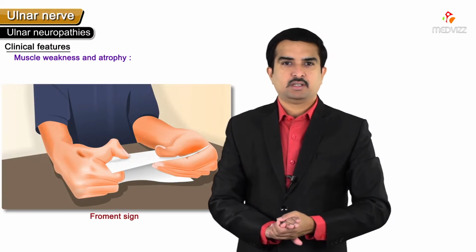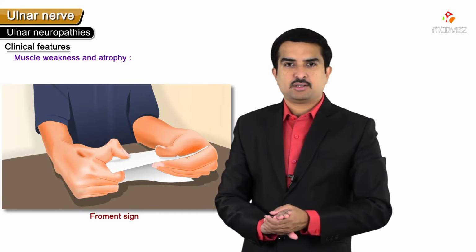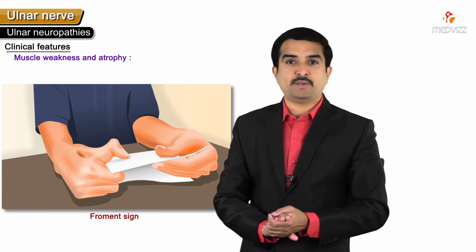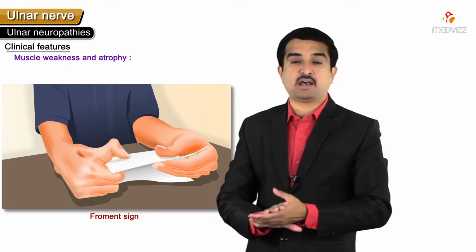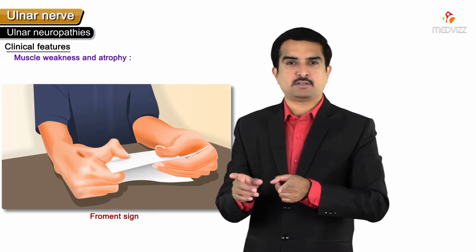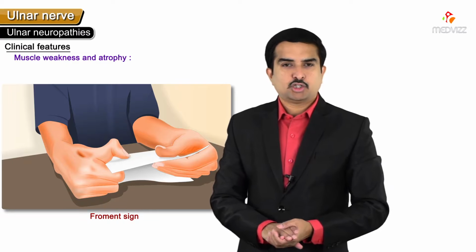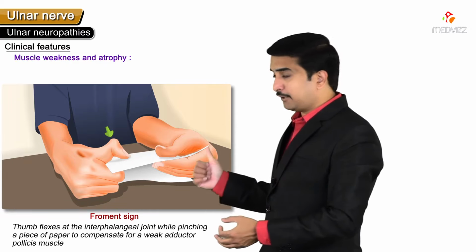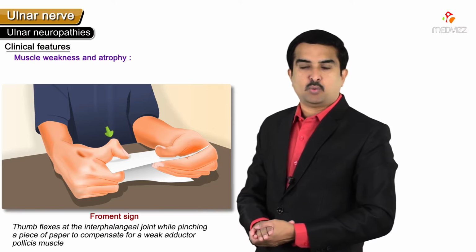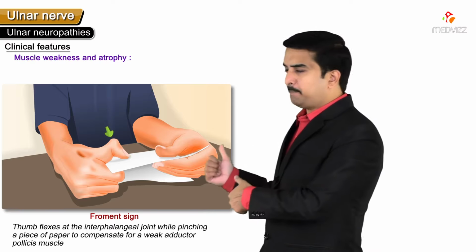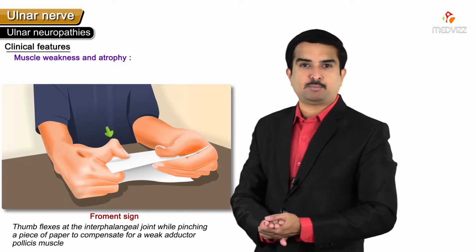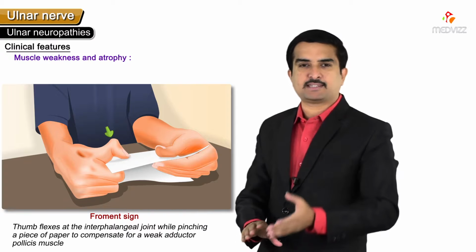Next, another important sign we need to know about ulnar nerve palsy is the Froment sign. This Froment sign is not to be confused with the Froment maneuver we have in Parkinson's disease. Sign is different, maneuver is different. So what is the Froment sign? Here the thumb flexes at the interphalangeal joint while pinching a piece of paper to compensate for a weak adductor pollicis muscle, called the Froment sign.